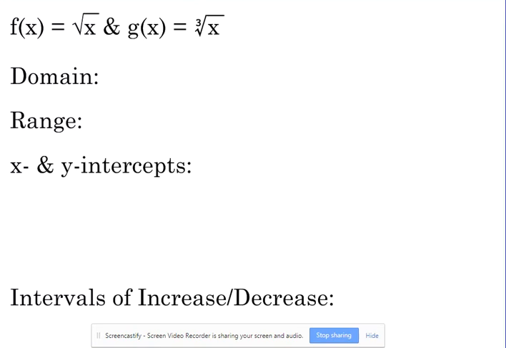Let's discuss the domain of the square root of x: it is 0 to infinity. Only positive numbers and 0. So the domain of f of x, you can either write it as x is greater than or equal to 0, or you can use interval notation from 0 to infinity. 0 gets a bracket, because you can take the square root of 0.